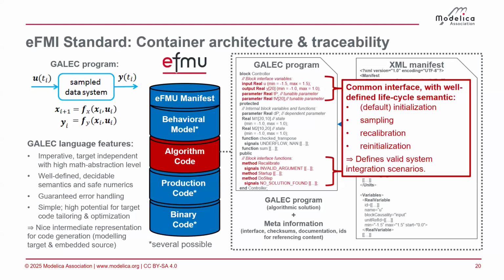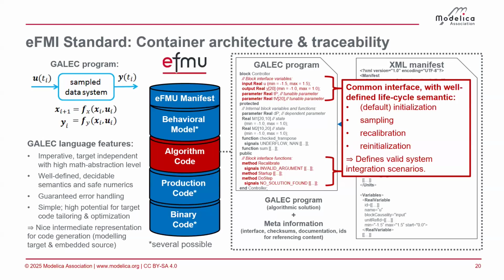The interesting thing is that this Gallic has a common interface with a well-defined life cycle. So that means we have a way to default initialize the thing. We have a way to do the sampling, how we do recalibration, how we do reinitialization. There is a state chart in the eFMI specification standard that defines all the valid system integration scenarios, how you can interact with this Gallic code.